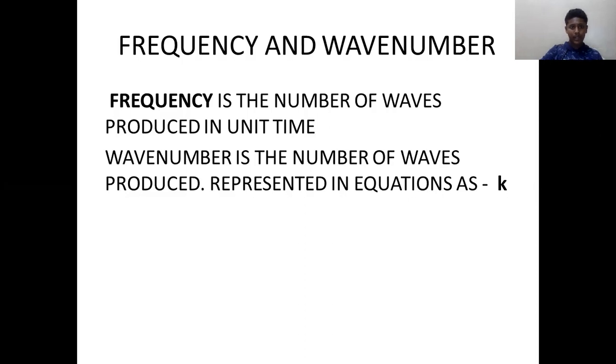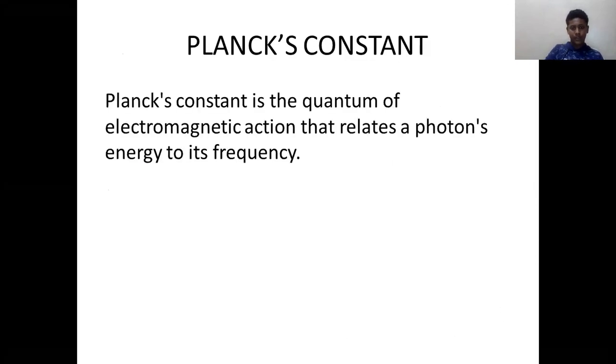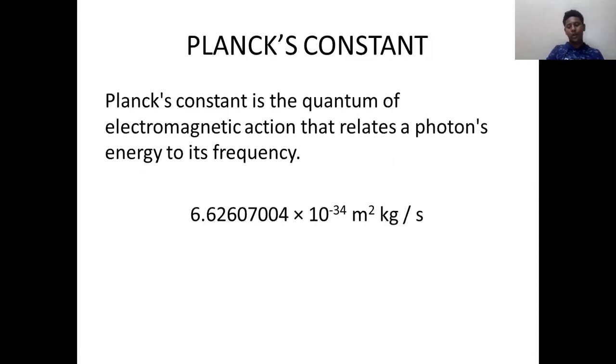The next thing we're going to look at is Planck's constant. This Planck's constant is a certain constant value which relates the energy of a photon to the frequency. We shall get to that equation soon, but for now, let's just look at some of the details on this. Now, this is Planck's constant: 6.6260704 × 10^-34 m² kg per second. This is the constant, and it's represented in the equations as h.